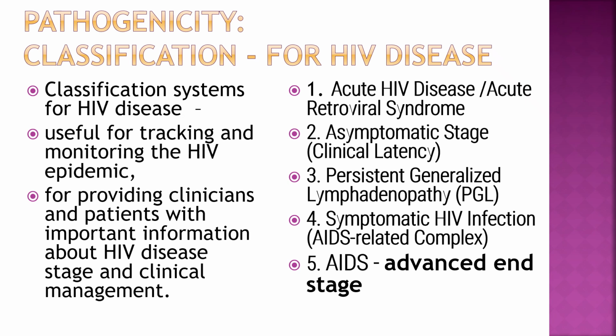Pathogenicity classification for HIV disease. The classification system for HIV disease is useful for tracking and monitoring the HIV epidemic, and for providing clinicians and patients with important information about HIV disease stage and clinical management. Clinically, first is acute HIV disease, acute retroviral syndrome. Second, the asymptomatic stage, that is clinical latency. Third, persistent generalized lymphadenopathy. Fourth, symptomatic HIV infection, AIDS-related complex. Fifth, AIDS, that is the advanced end stage.